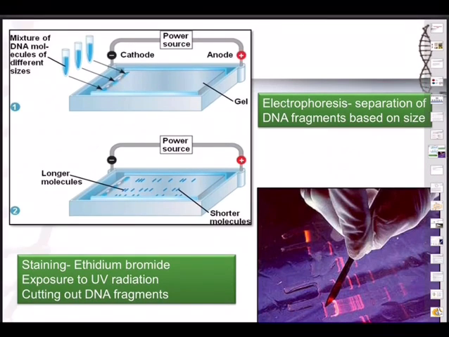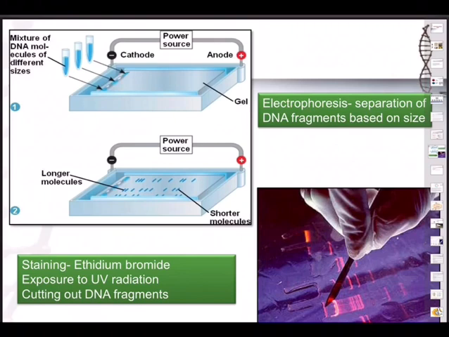Cathode minus, anode plus. And this happens through a medium or matrix. What is the medium? Agarose gel. The most commonly used matrix is agarose, which is a polysaccharide extracted from seaweeds. Next, DNA fragments separate according to size through the pores of the agarose gel. That is the reason why we are using agarose gel. It acts like a sieve, a natural sieve, and it's a natural polymer.